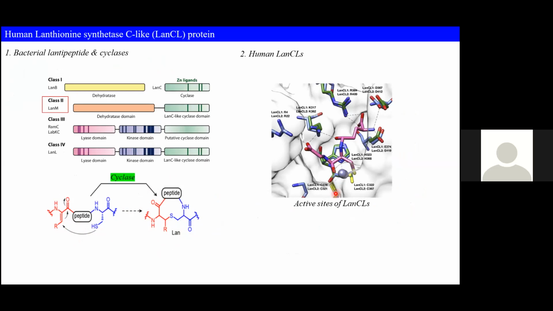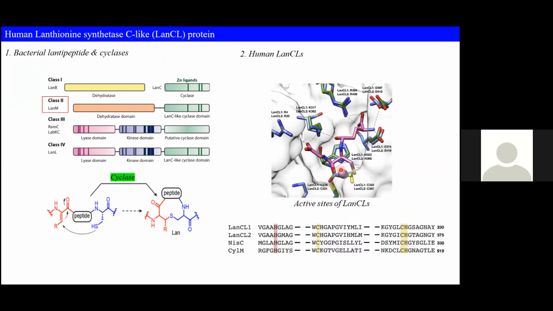When we have a close look at the active site of human LanCL proteins, we find that there is a zinc ion in the center, and 3 amino acid residues and 1 glutamic thiol can bind to this zinc ion to form a tetrahedral geometry. And when we compare the sequence of our human proteins with bacterial ones, we find that all these active site amino acids are conserved. They all show up in the bacterial and human proteins. Furthermore, all these histidine residues, which are very important for the formation of the intermediate, are also conserved in all these proteins.